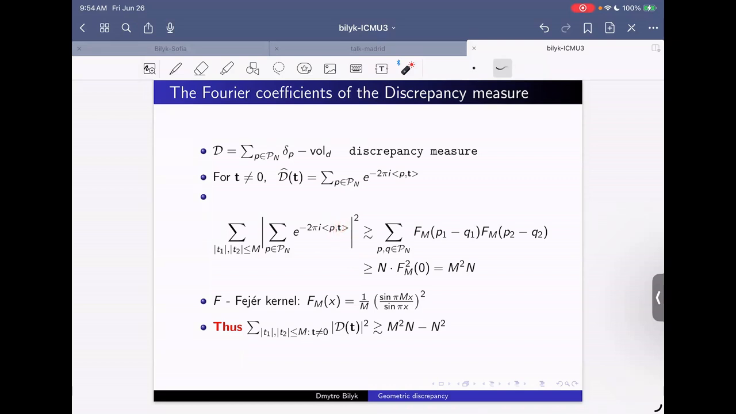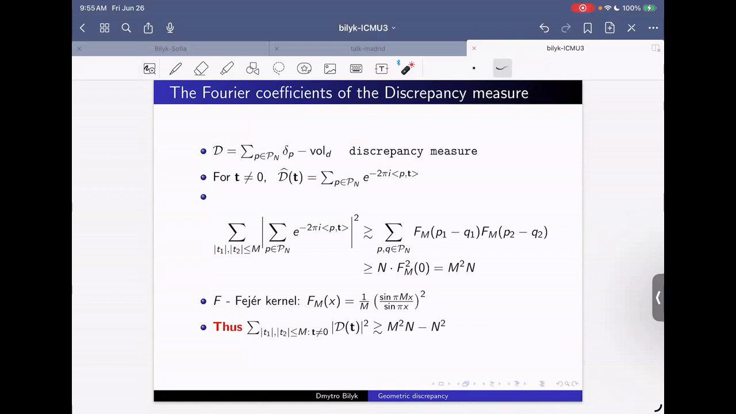So I can bound it by the Fourier kernels, and the nice thing about the Fourier kernels is that they are positive, so I can drop all the non-diagonal terms. I will only stay with the terms where I have 0 here, and I have n of those terms, when the point p equals point q. So I will get n of those terms, and each equals fm squared of 0.